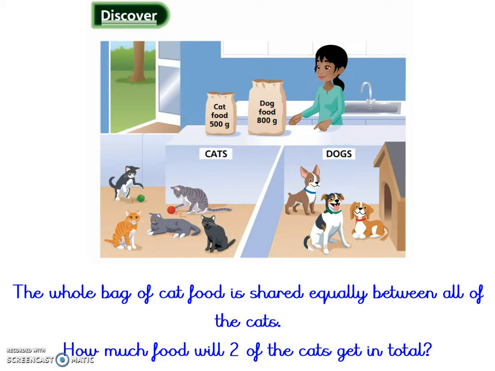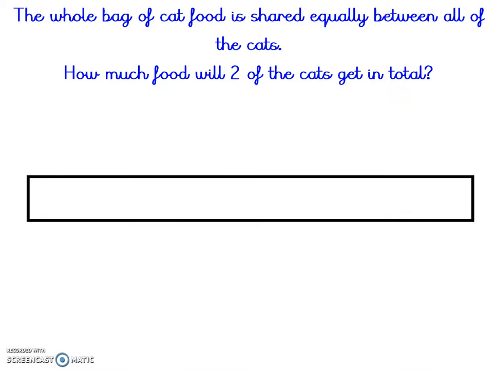So let's take a look at question 1a. The whole bag of cat food is shared equally between all of the cats. So how much food will 2 of the cats get in total? Well, the first thing we know over here is it's the whole bag of cat food that's going to be shared. And we know that the whole bag of cat food is 500 grams. So my bar represents all the cat food we have, and we're going to label that as 500 grams.